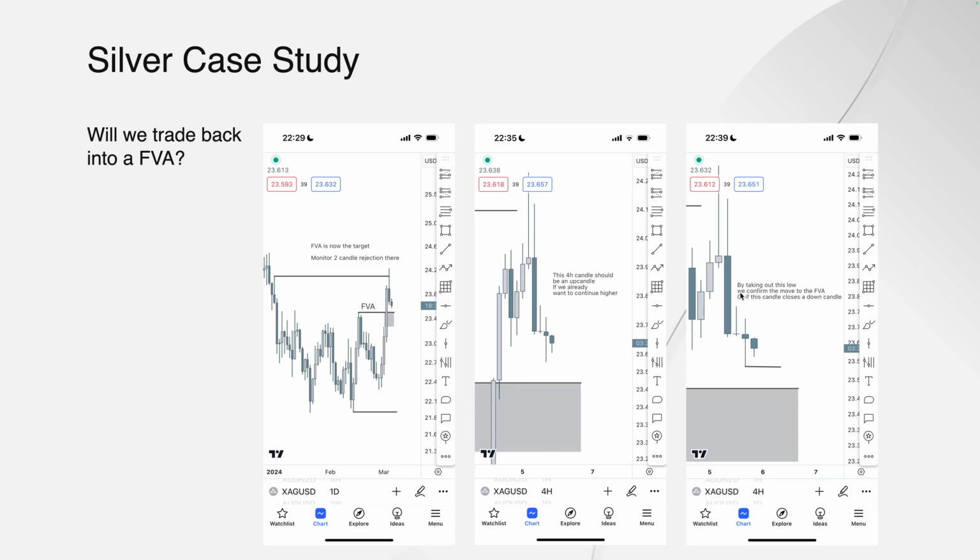Then, by taking out this low right there, the low that I had marked out right there, we confirm the move to the fair value area, or, as well, the second criteria, again, like I mentioned, if that candle is a down candle and closes as a down candle, then we also confirm that we will trade back into the fair value area. Now, why is that? And how do we know this?